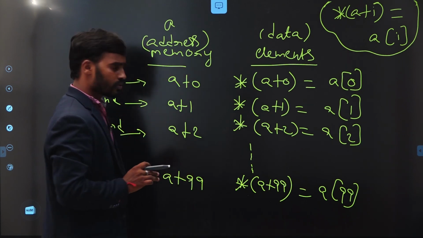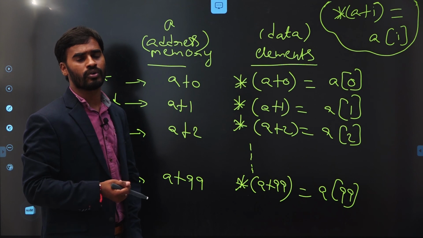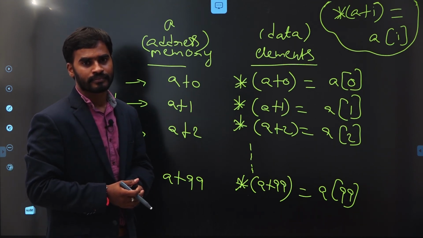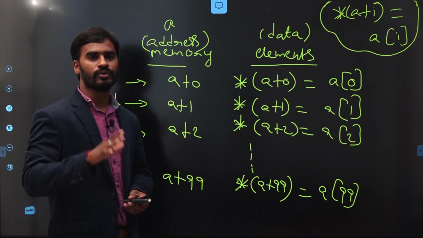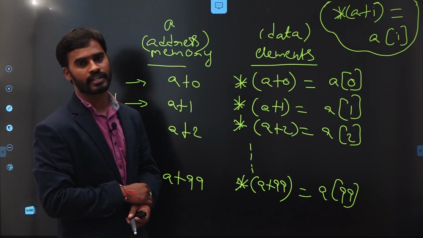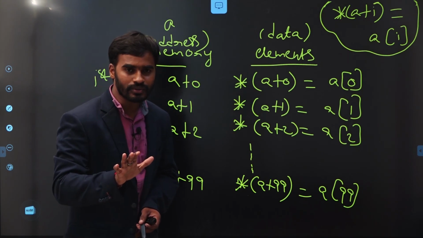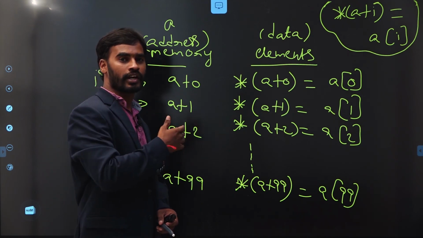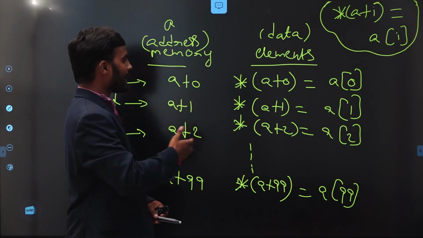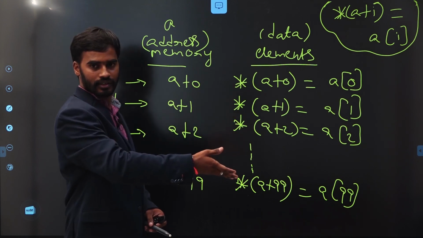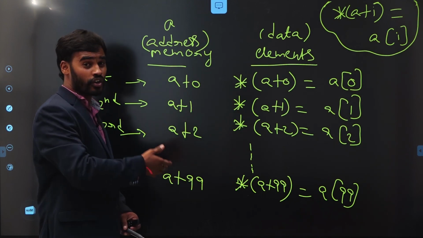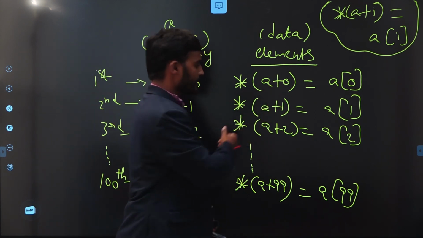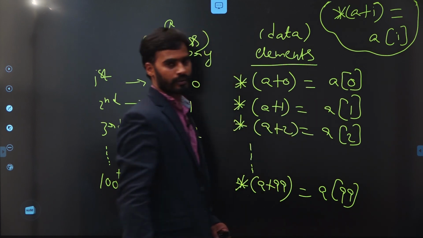So to conclude, if you allocate memory sequentially one after another, what is the advantage? You need not remember the address of each and every element. You just have to remember the address of the first element. Based on that, you can calculate the address of the remaining elements, and you can access the values in those locations by using either the dereferencing operator or the array subscript operator.